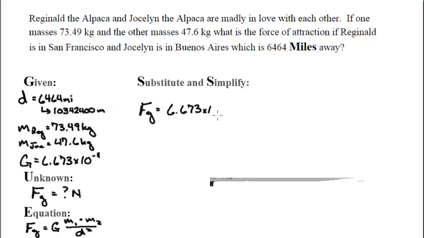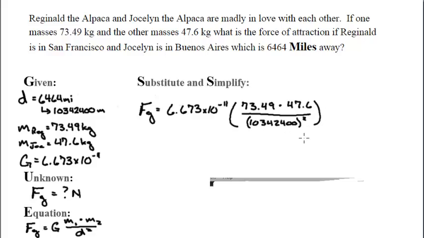So the force due to gravity equals G, which is 6.673 times 10 to the negative 11, times this quantity, the mass of Reginald, 73.49 kilograms, times the mass of Jocelyn, 47.6 kilograms, divided by the distance, 103.42400. Yep, I did that right. Okay, but I need to square it, and that's really important, the squaring bit. So I'm going to solve the top of the parenthesis.